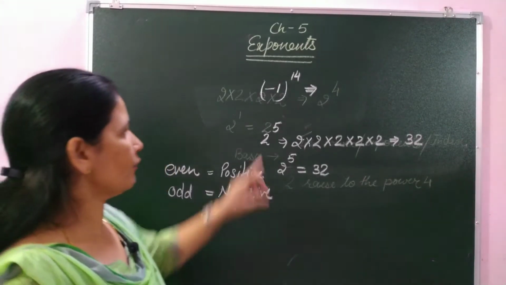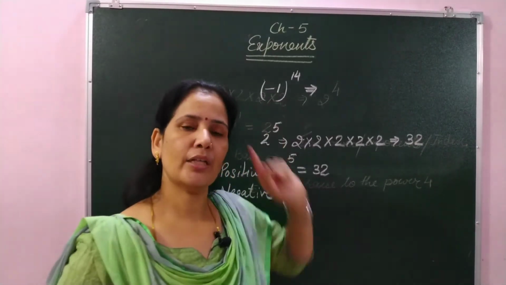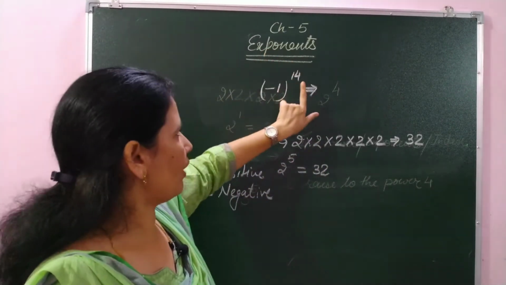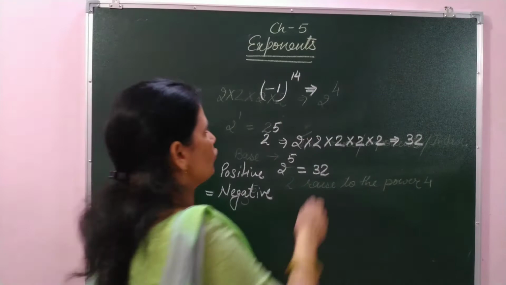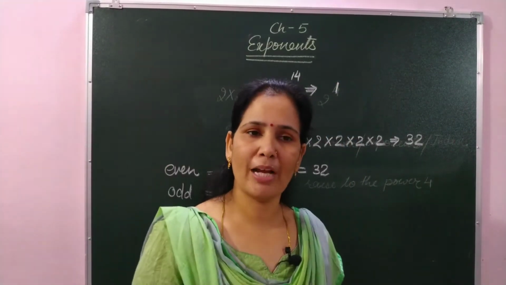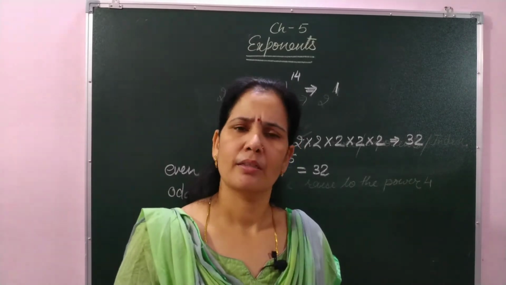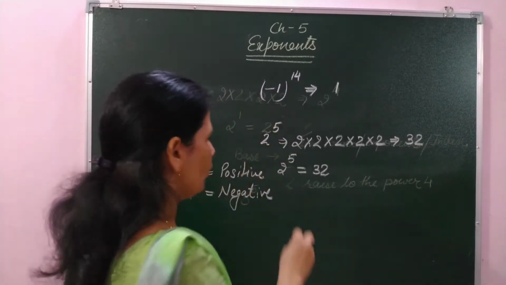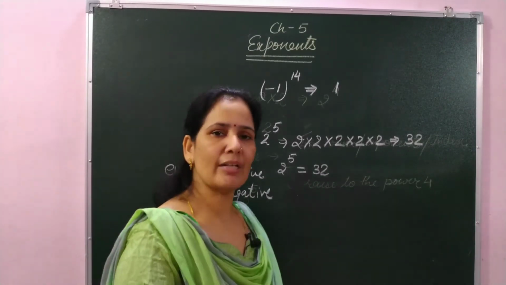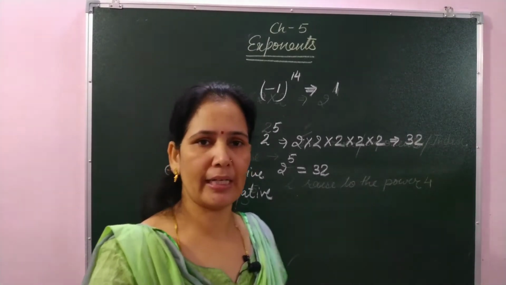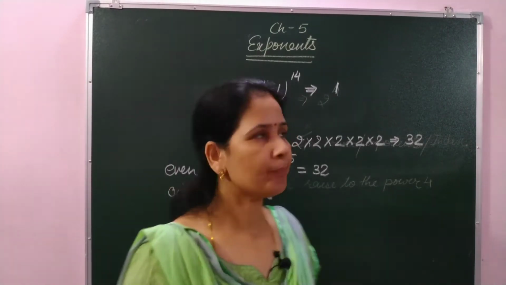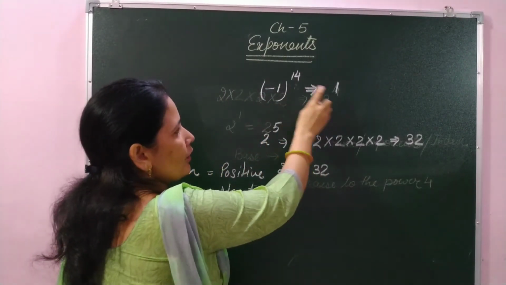If the base is negative and we are going to solve it, we have to observe the power. If the power is even, we get the answer 1, because if 1 is multiplied by itself 100 times, the answer is still 1. How? 1 multiplied by 1 is 1. 1 multiplied again by 1 is 1. So whenever 1 is multiplied by itself n number of times, the answer is always 1 only. So here the power is 14, so the answer is only 1.